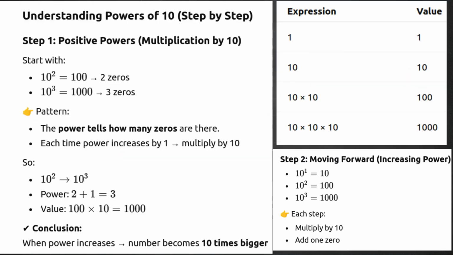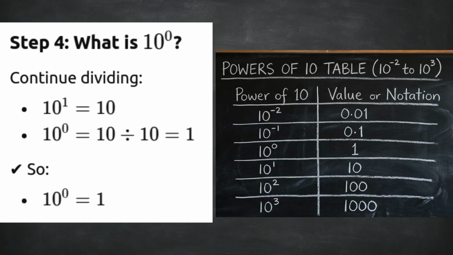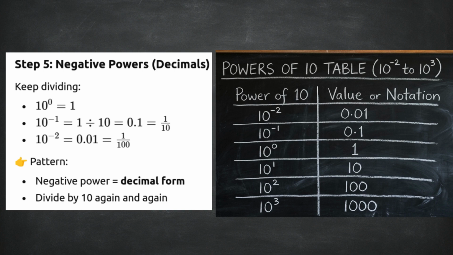Now let's go backwards from 10 to the power of 3 to 10 to the power of 2. Then 10 to the power of 1, 10 to the power of 0. Each step we subtract 1 from the power. Now look at this: 10 to the power of 0 is 1. Each step reduces the value by dividing by 10. So the number becomes smaller and shifts into decimals.